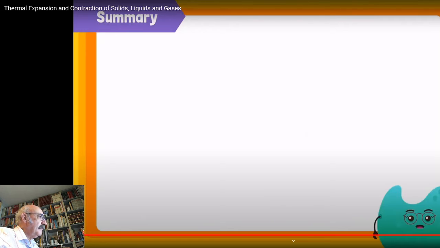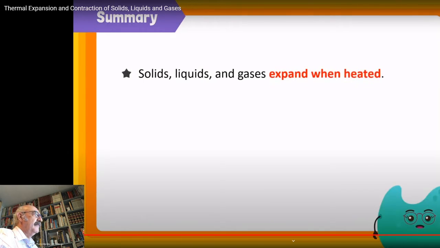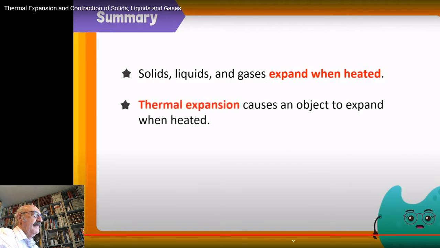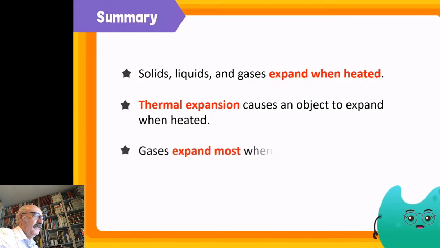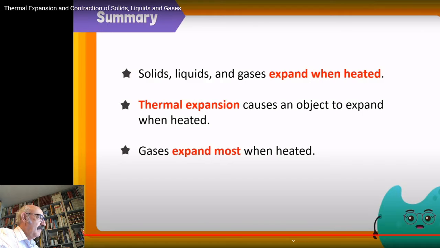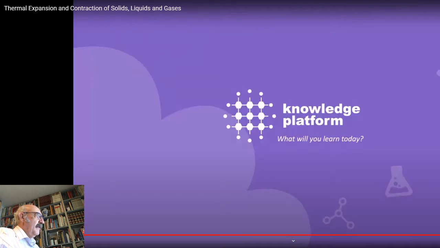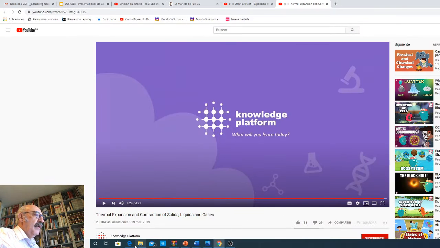Good. Let's summarize what we learned today. Solids, liquids, and gases expand when heated. This is the first thing. All three states of matter, solids, liquids, and gases expand when heated. Second thing. Thermal expansion causes an object to expand when heated. Gases expand most when heated. Good, very good. Now, let's go back to our text part.